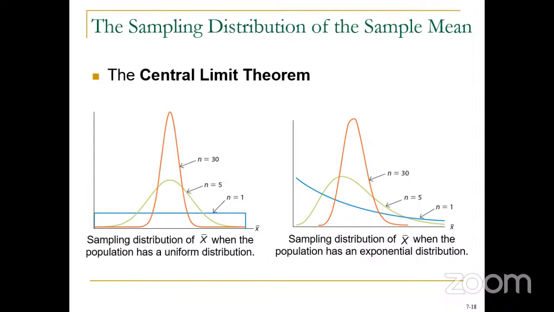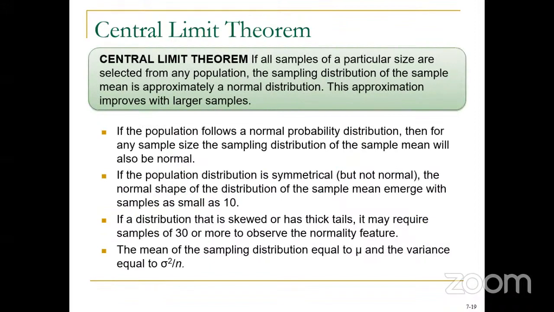Similarly, we can have different distributions. Part 1 of the diagram is for the uniform distribution, part 2 is for the exponential distribution, and so on. In all these cases, you will see that with increase in n, the shape starts becoming normal. Normal means a bell-shaped curve, right?